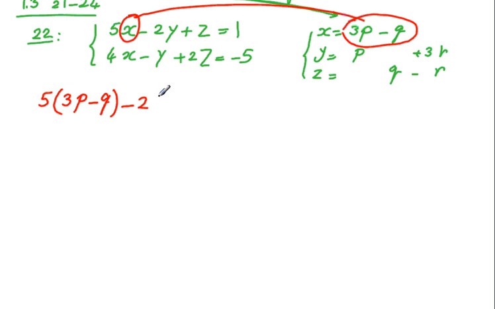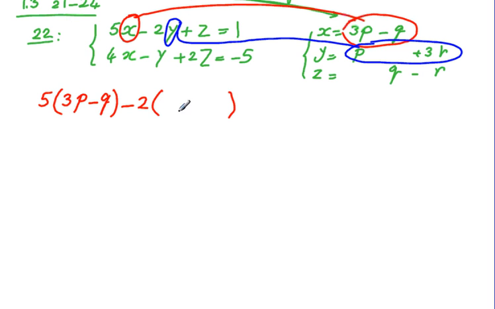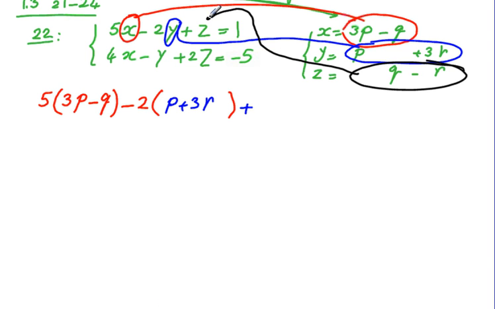Minus 2y: what should I put? Instead of y, I'm going to put p plus 3r. And then plus z, instead of z, this is playing the role of z, I put q minus r. On the right hand side I could have substituted too, but typically it's just a constant, so there isn't anything to do over there. Now our plan is to do this substitution over here as well, and then clean up.